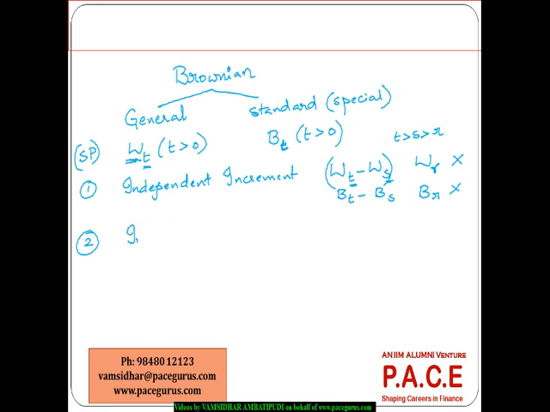Then the increments, apart from being independent, should even be stationary. What do I mean by stationary? Whatever the Wt minus Ws that we are getting, it depends not on the values of Wt or Ws, it only depends on the time lag, t minus s. Bt minus Bs, even for a standard Brownian, depends only on the difference t minus s. It does not depend on Bt or Bs.